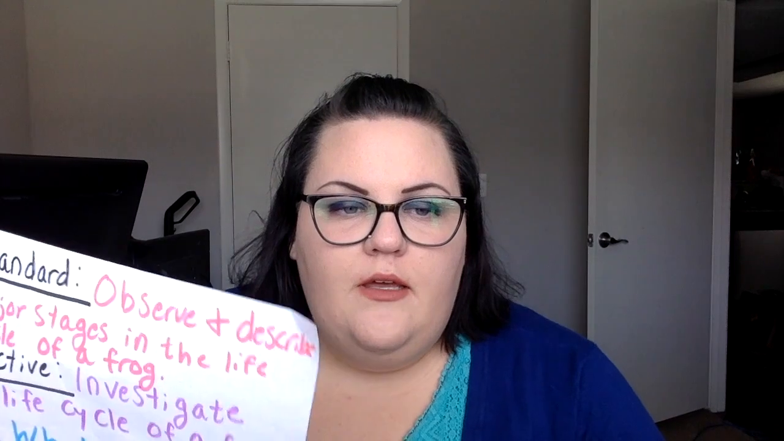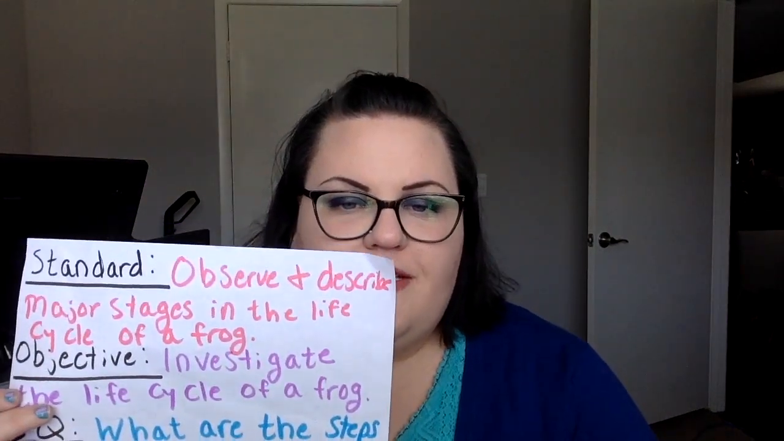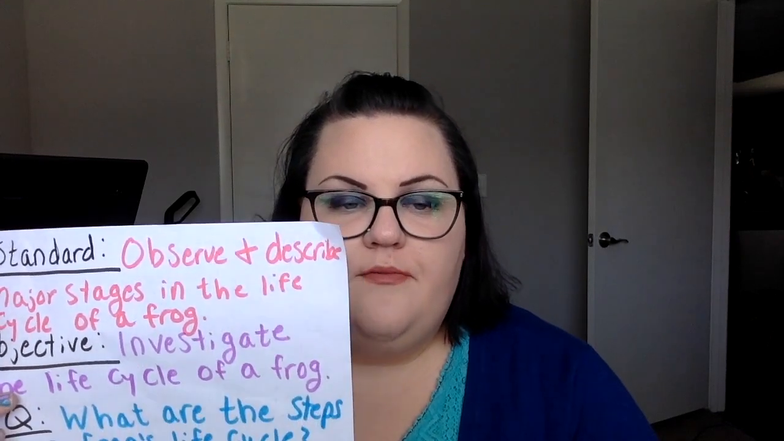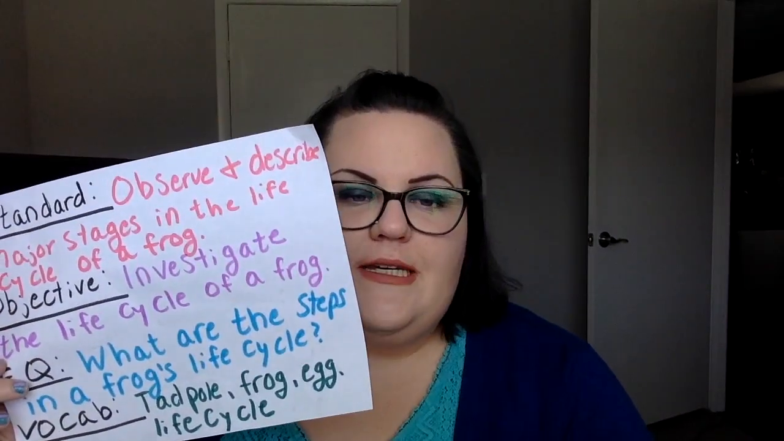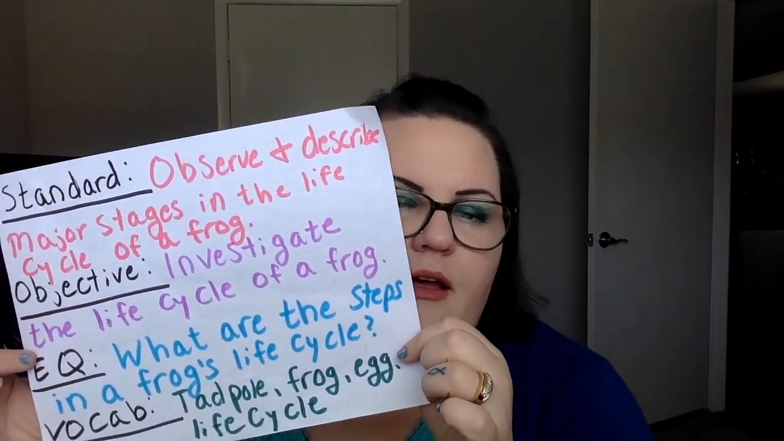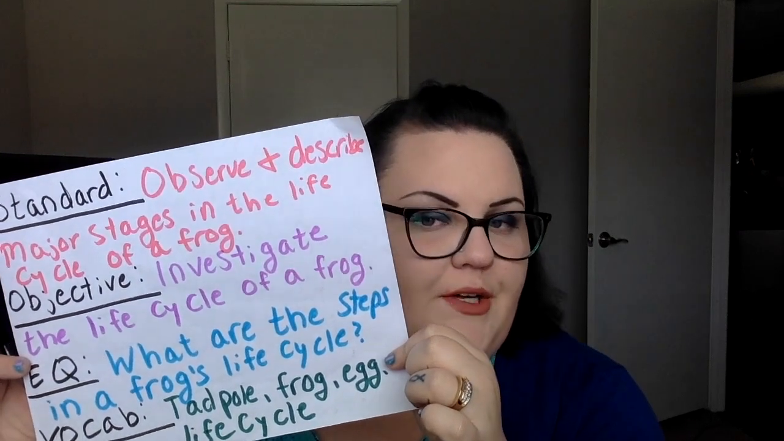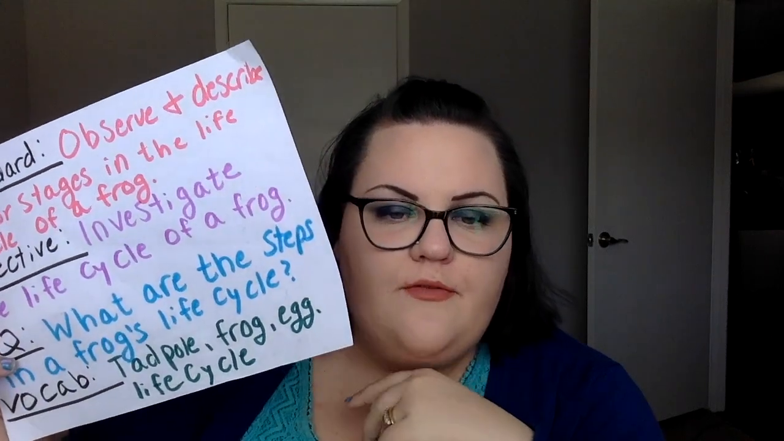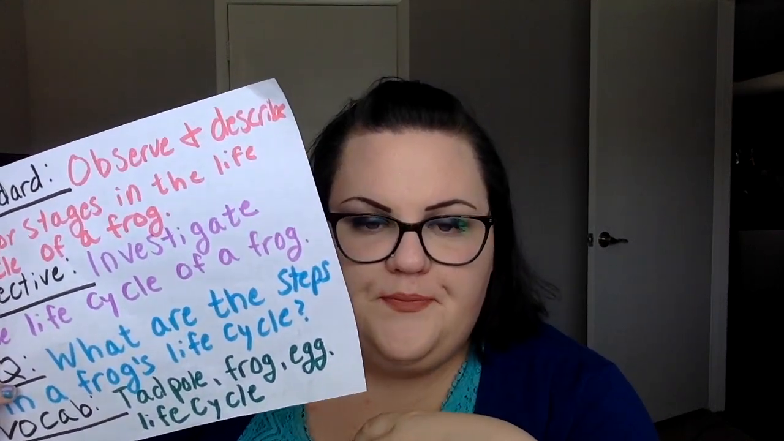Last week we wrapped up our lessons on the life cycle of a butterfly, and now we're starting frogs, and next week we'll talk about plants and beans. So here's our focus. Our standard is to observe and describe major stages in the life cycle of a frog. Our objective is to investigate the life cycle of a frog. Our essential question: what are the steps in a frog's life cycle? And our vocabulary words are tadpole, frog, egg, and life cycle.